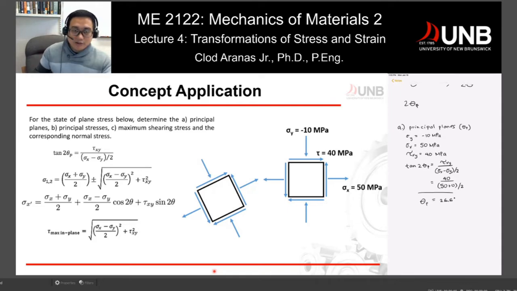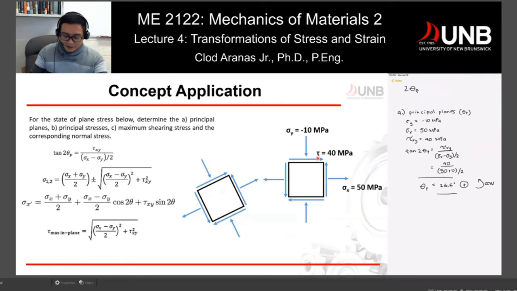If you solve this problem, you are going to get 26.6 degrees. That's a positive number, which means that if we have this stress state, and we rotate counterclockwise by a positive 26.6 degrees, we are going to get our principal stresses. So this would be a positive number, and this would be the counterclockwise direction. Now, that's for letter A, and then we go to letter B.